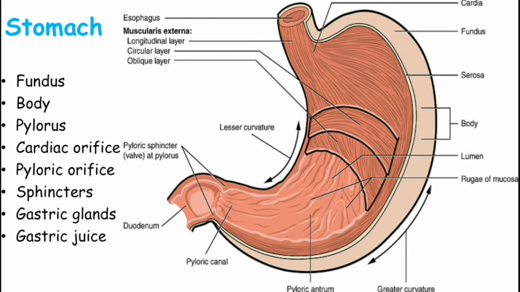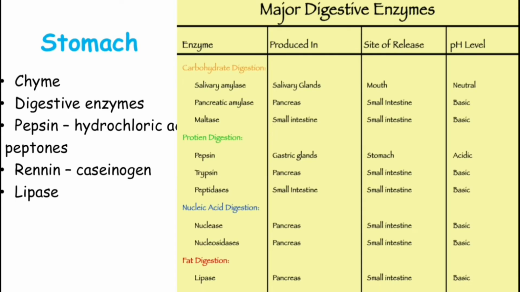Gastric glands of the stomach secrete gastric juice, which is acidic in pH. This is due to the hydrochloric acid present in the gastric juice. The acidic medium kills bacteria and other germs in the food. The food is churned in the stomach and mixed thoroughly with the gastric juice to form chyme.